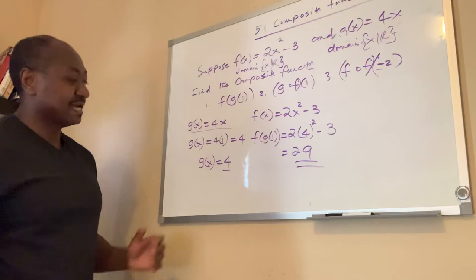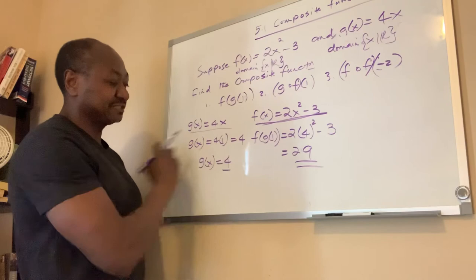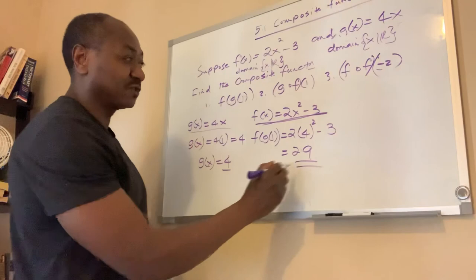So anywhere in the function f, which is this, anywhere you see x, replace it with 4. And so you replace it with 4. 4 squared is 16. 16 times 2 is 32, minus 3 is obviously 29. So that was the first example. Okay, so hopefully you've seen that.